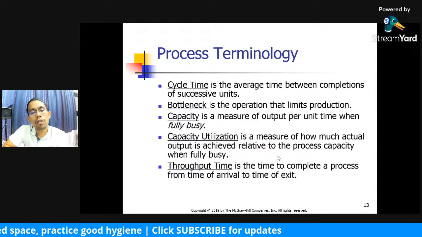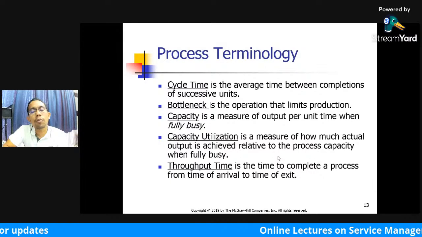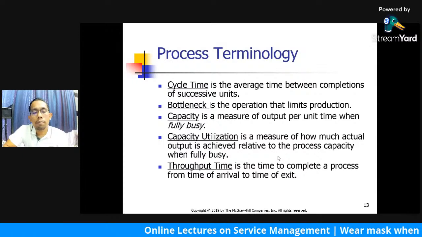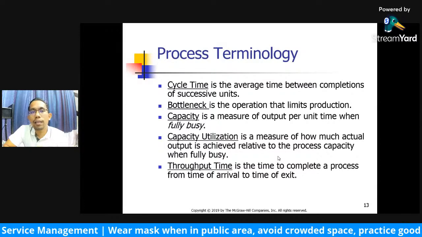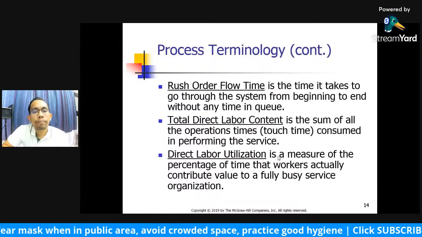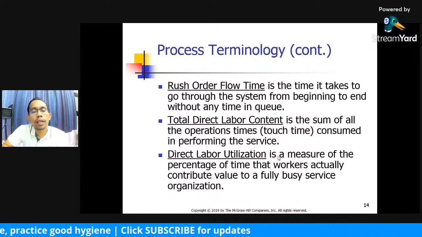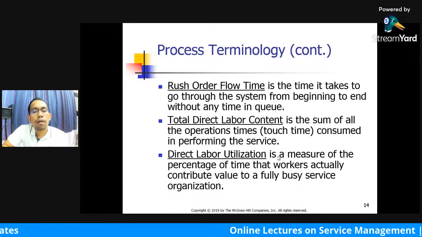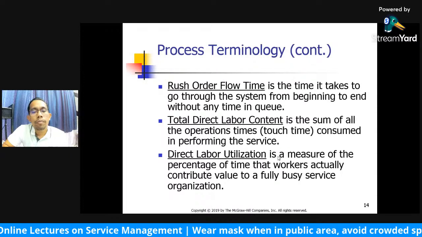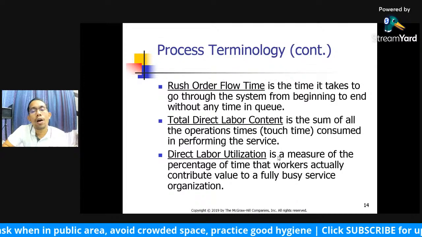The fourth thing is capacity utilization: how much actual output is achieved relative to process capacity when fully busy. Throughput time is the time to complete a process from the time of arrival until the time of exit. Another thing, batch order flow time: the time it takes to go through the system from beginning to end without any time in queue. Total direct labor content is the sum of all the operation times, that is, how much time is taken to perform one process and go to another.